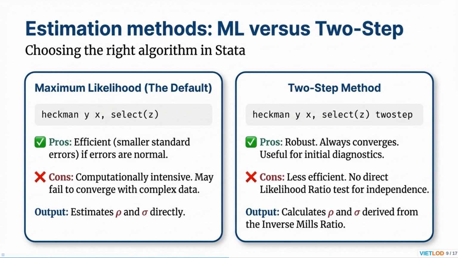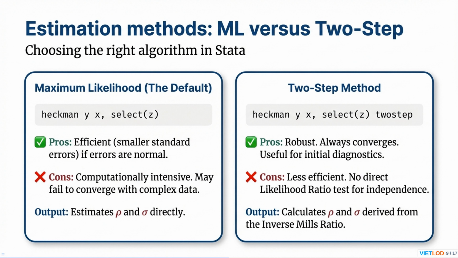When applying the Heckman selection model in Stata, you have two primary estimation methods to choose from. The default is maximum likelihood, or ML. This method is generally preferred for its statistical efficiency, meaning it produces smaller standard errors. But this advantage holds true when the error terms are indeed normally distributed. Its main drawbacks are that it can be computationally intensive and may struggle to converge, especially with complex datasets.